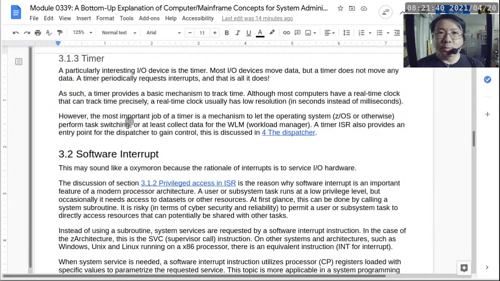So the interrupt mechanism of a timer also helps the operating system to perform task switching, which is what the dispatcher does. We'll talk about that in section 5, probably tomorrow on Wednesday.